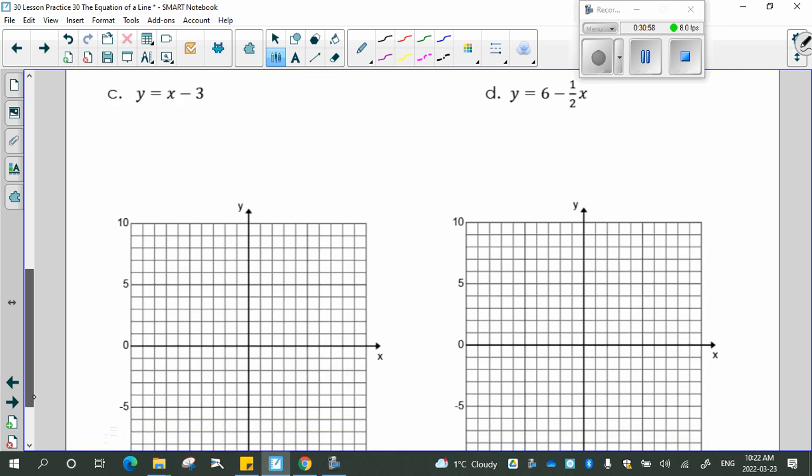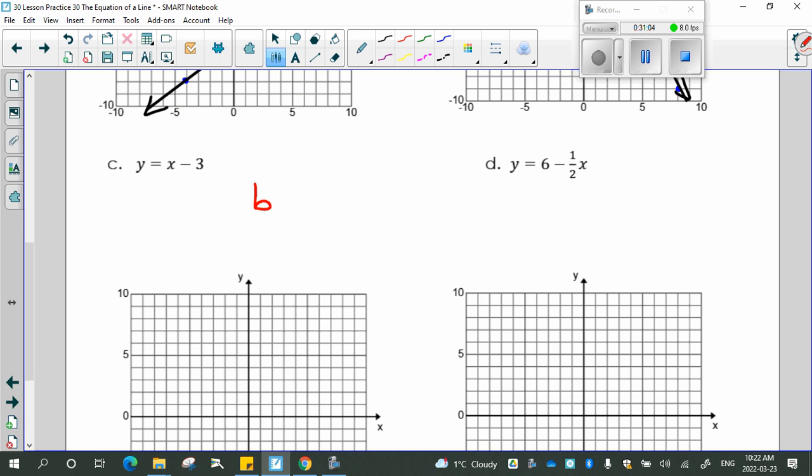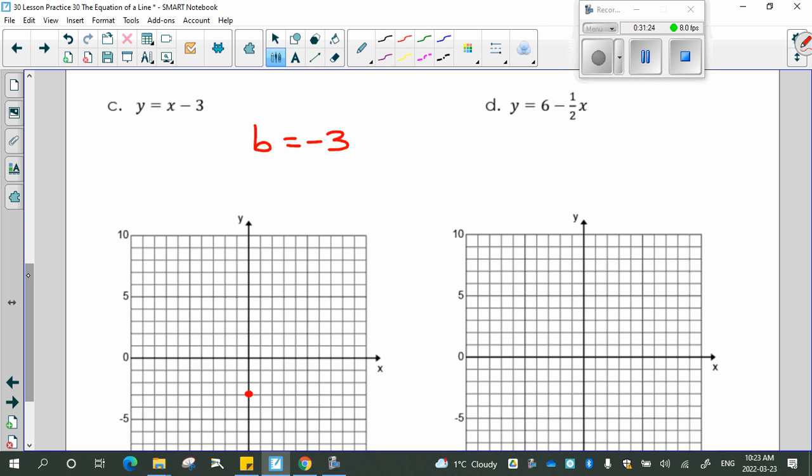Same thing here, y equals x minus 3. Based on the equation, what is the y-intercept? Negative 3. So everyone go to your y-axis and put a point on negative 3. So I know that my graph goes through that point. Based on the equation, what is the slope? It's the number in front of x. So if I don't see a number in front of x, what's that number? 1. Very good. Is my rise over my run? And if I don't see a run, I fill in a 1.